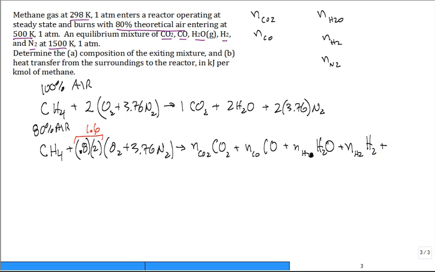We know that there's 6.016 moles of N2, or kilomoles of N2, per kilomole of CH4. So that one we know. So we can come up right here with 6.016 kilomoles. Right? But we need to now find these.